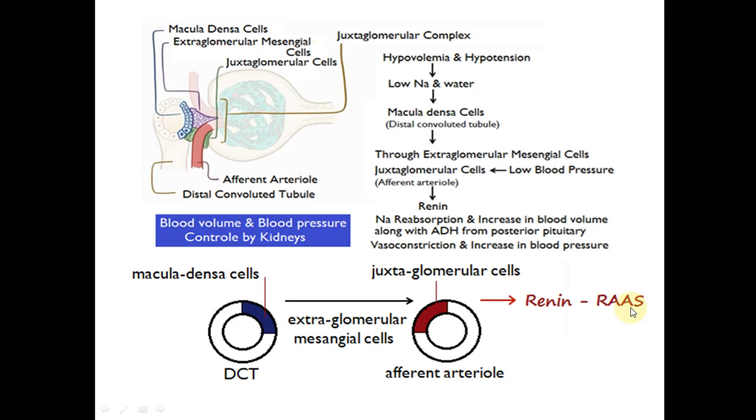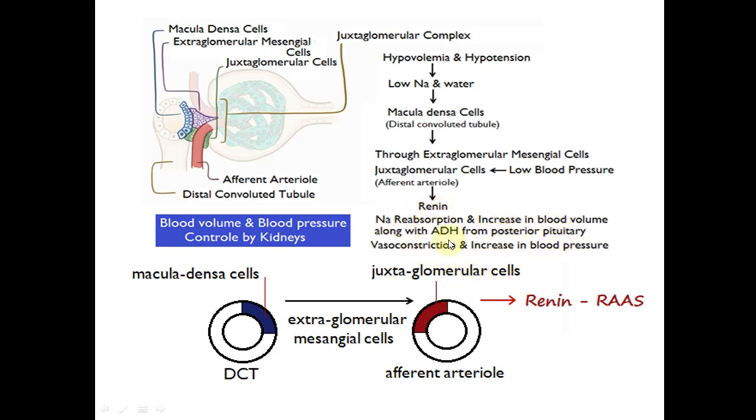Aldosterone is secreted by the glomerular layer of the adrenal gland, and aldosterone will increase sodium reabsorption through the proximal convoluted tubules, and this sodium reabsorption will pull water along, and it will increase the blood volume overall.